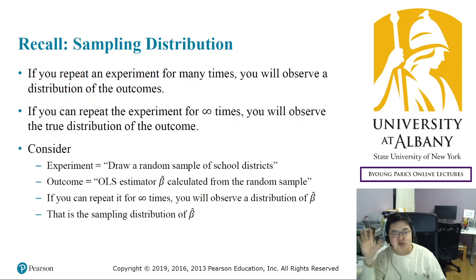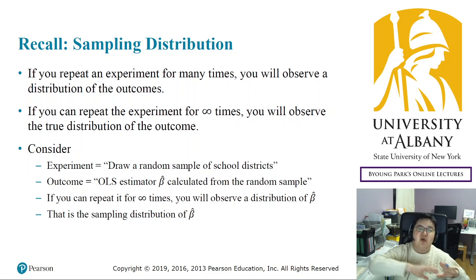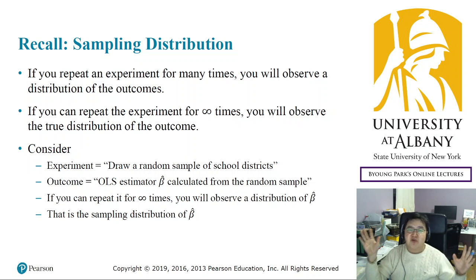Conceptually, it's usually not possible, it's a kind of mathematical mind experiment. But when you can repeat it an unlimited number of times, in the end you are going to see a distribution of the OLS estimator, right? Each experiment generates one OLS estimator. So in the limit, you are going to have the true distribution of the OLS estimate. We call that the sampling distribution of beta hat, the sampling distribution of the estimator.